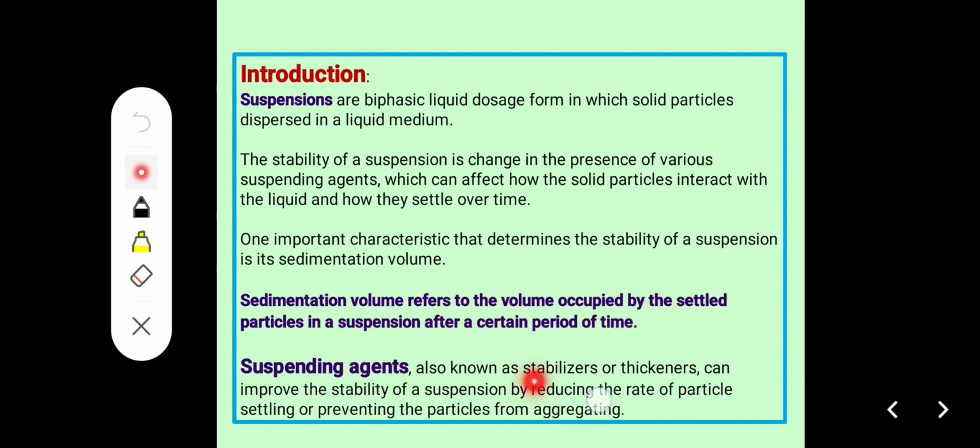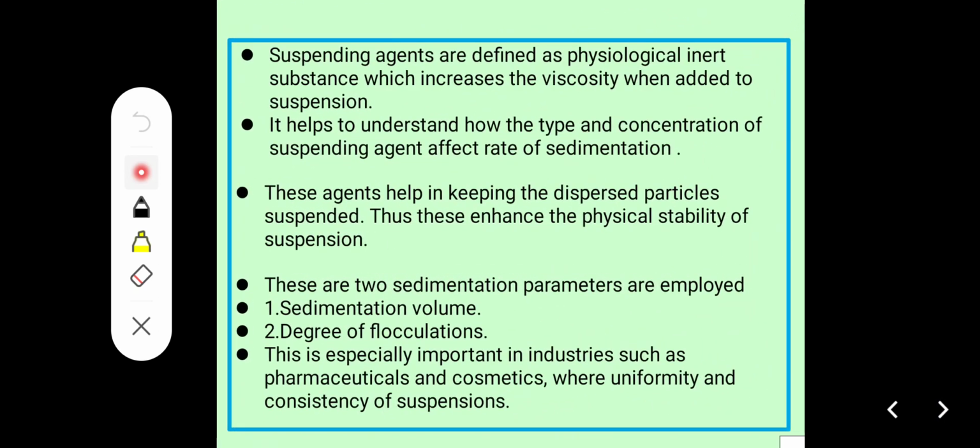A suspending agent, also known as a stabilizer or thickener, can improve the stability of a suspension by reducing the rate of particle settling or preventing the particles from aggregating. This is a physiologically inert substance that does not show pharmacological action. A suspending agent may be defined as a physiologically inert substance which increases the viscosity when added to the suspension. Also, it helps to understand how the type and concentration of suspending agent affect the rate of sedimentation.